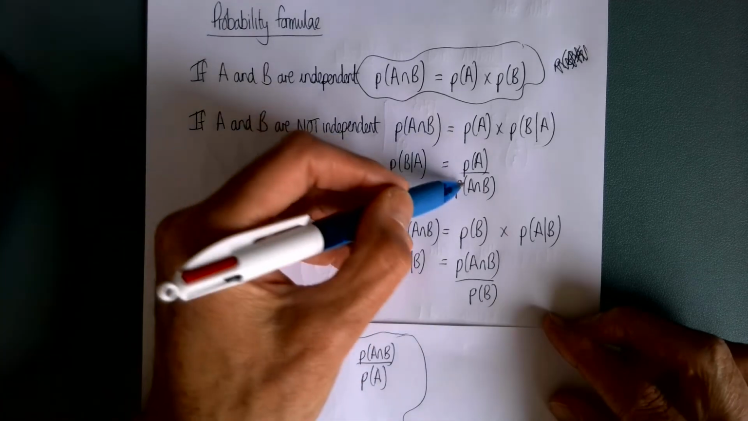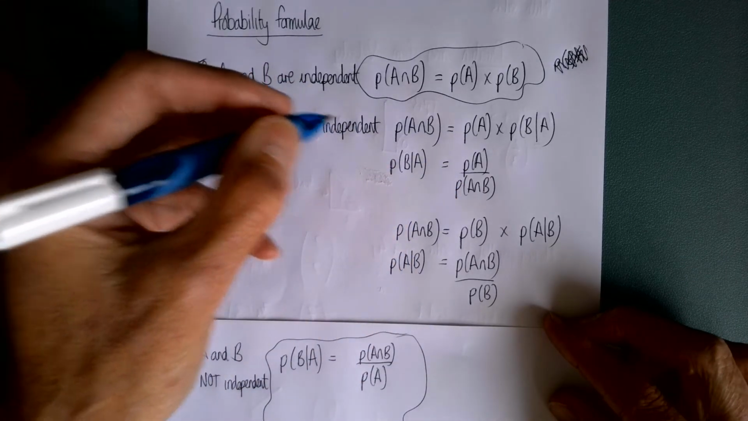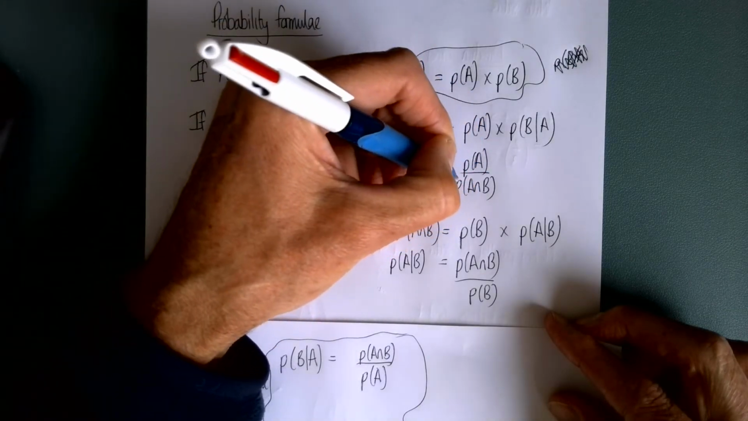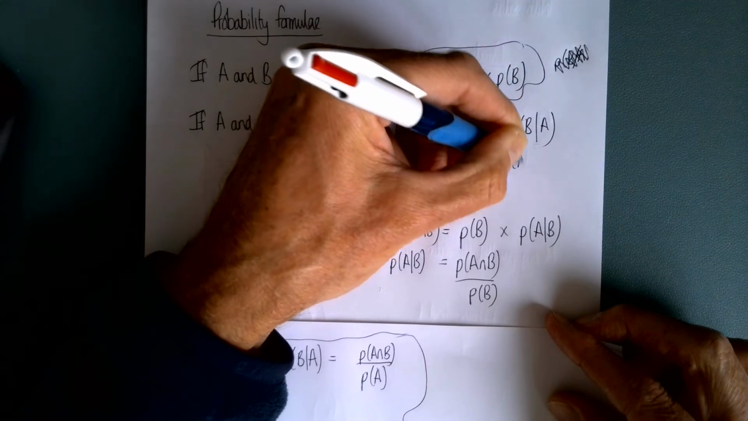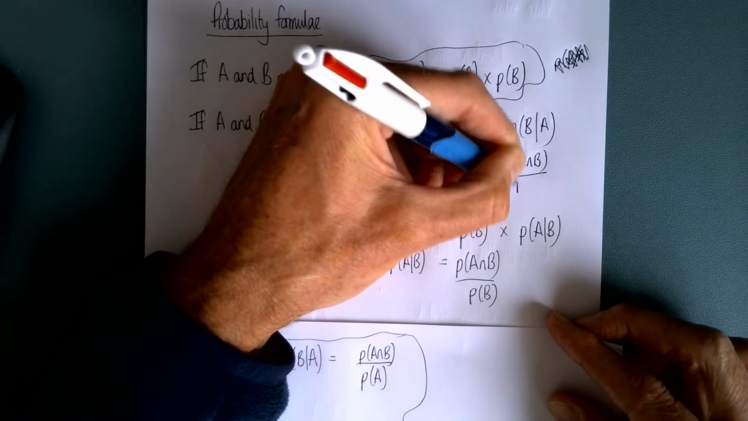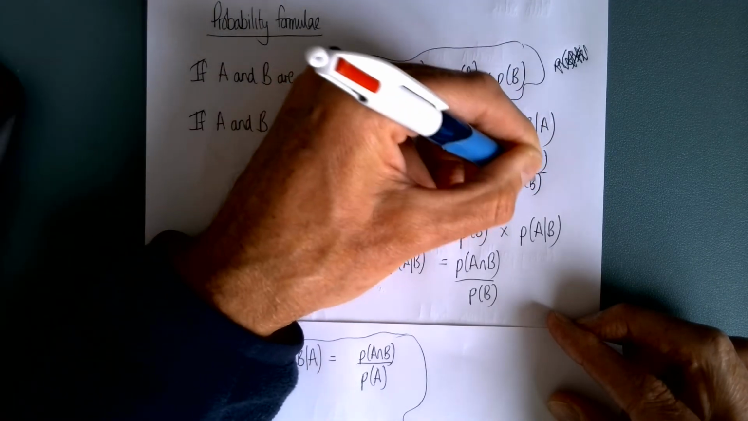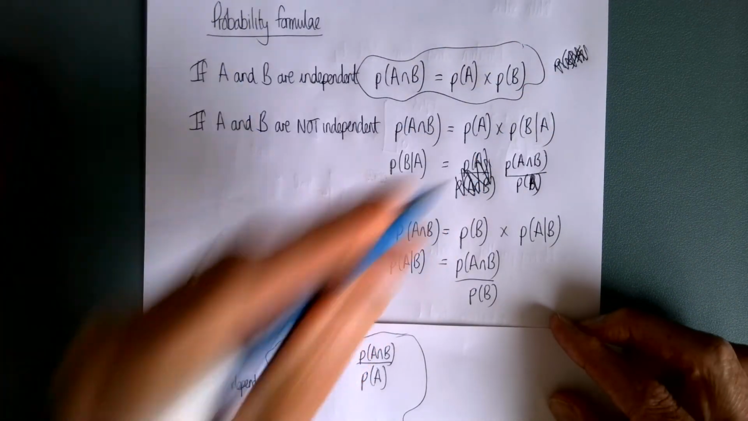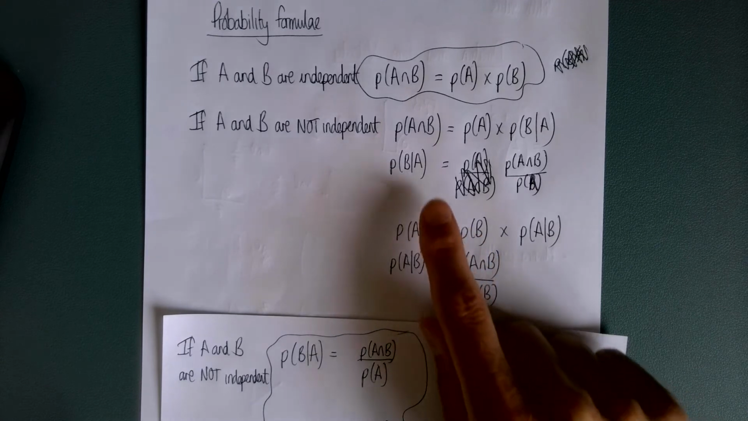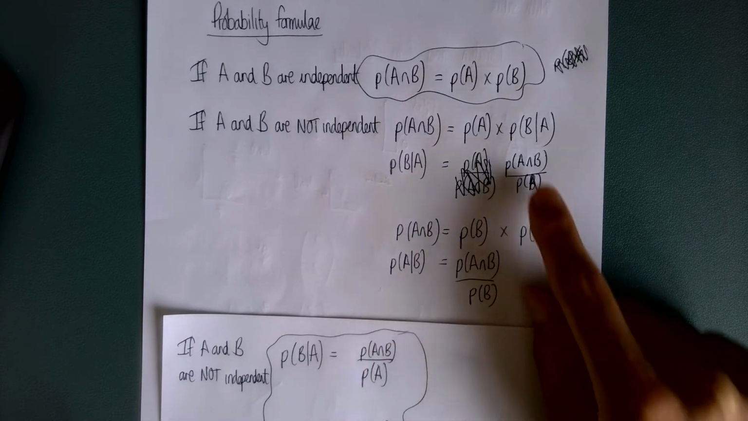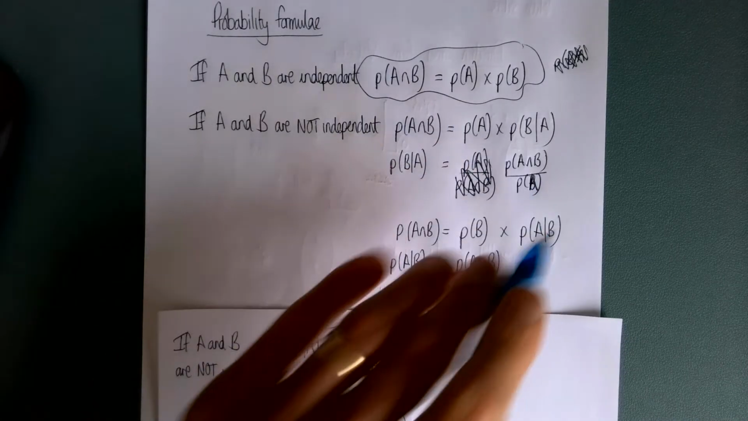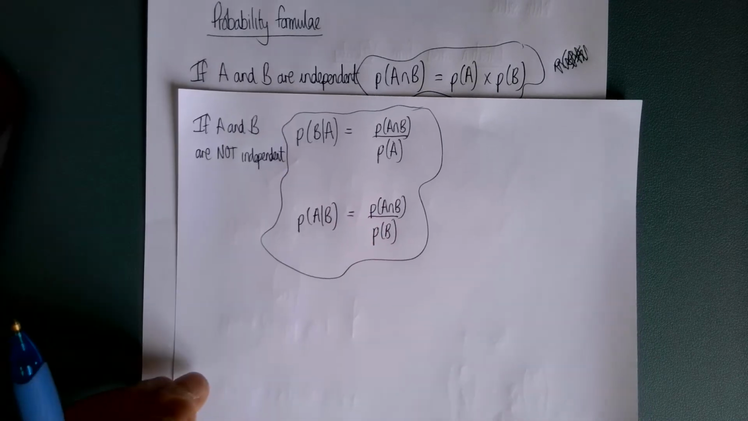Sorry, I've just realised I've written this the wrong way up. Hang on a minute. The probability of B intersection A is the probability of A intersection B over the probability of A. I apologise for that. I think I'm just going to give up. Yeah, so the probability of B given A is the probability that A and B both happen over the probability of A. Now, I don't think you need to worry about that if you can remember this common sense approach.